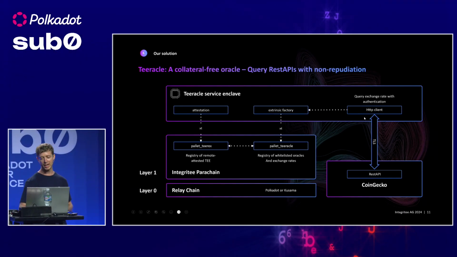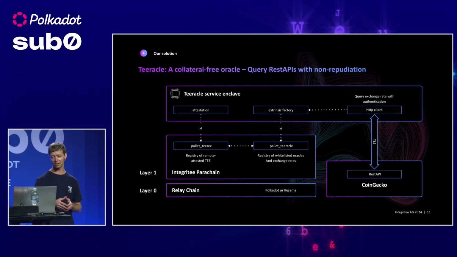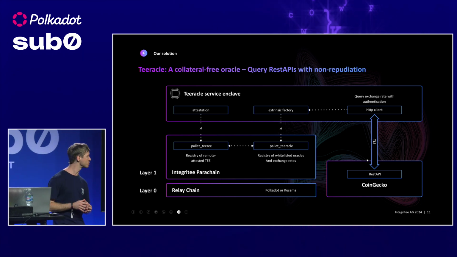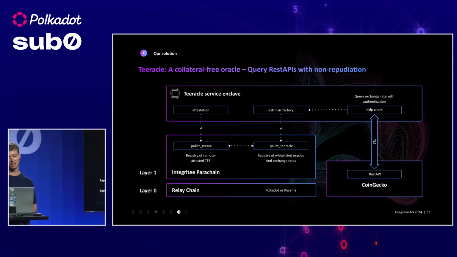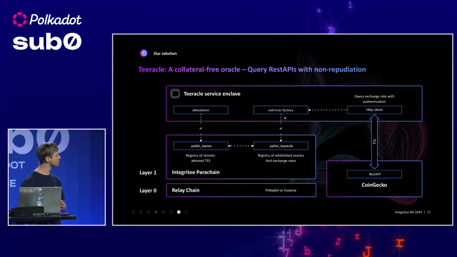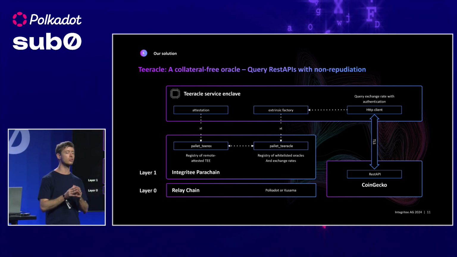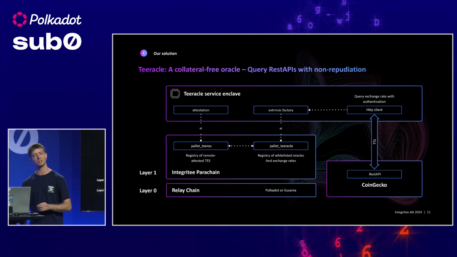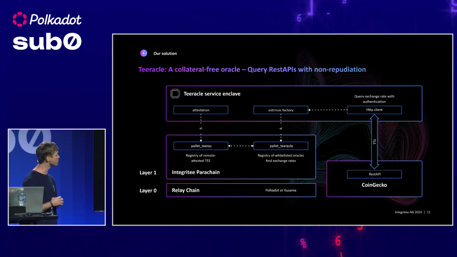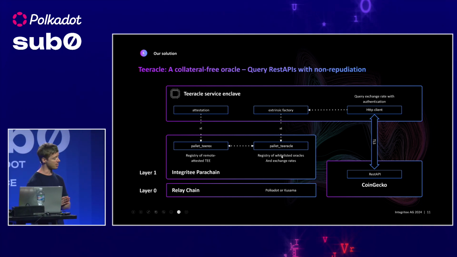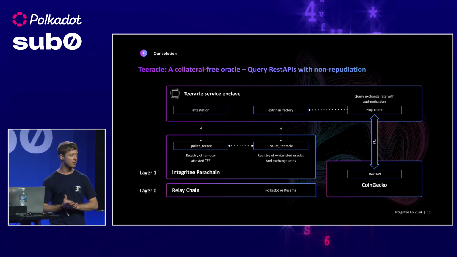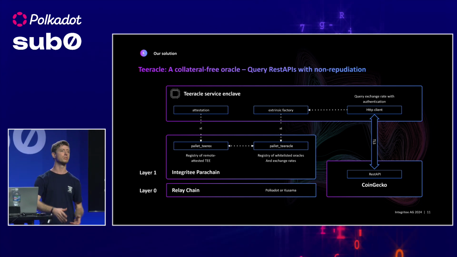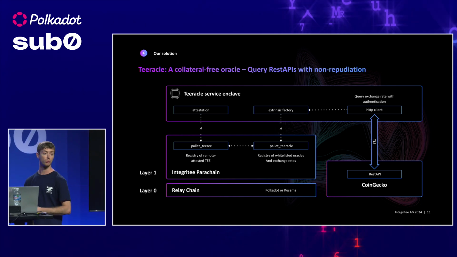We have here our HTTP client, which runs inside the enclave directly. It establishes a TLS connection to the REST API of CoinGecko. It will fetch the value, do the verification, and put it into our extrinsic factory inside the enclave. The extrinsic is going to be signed by the enclave key, which has been put on chain along with the remote attestation report, and sent to the pallet TEE-Recal. The pallet TEE-Recal will verify if it has been signed by an enclave in our pallet TEE-Rex. Basically, that's it. Then you have an Oracle value, which is essentially available in the whole Polkadot ecosystem.